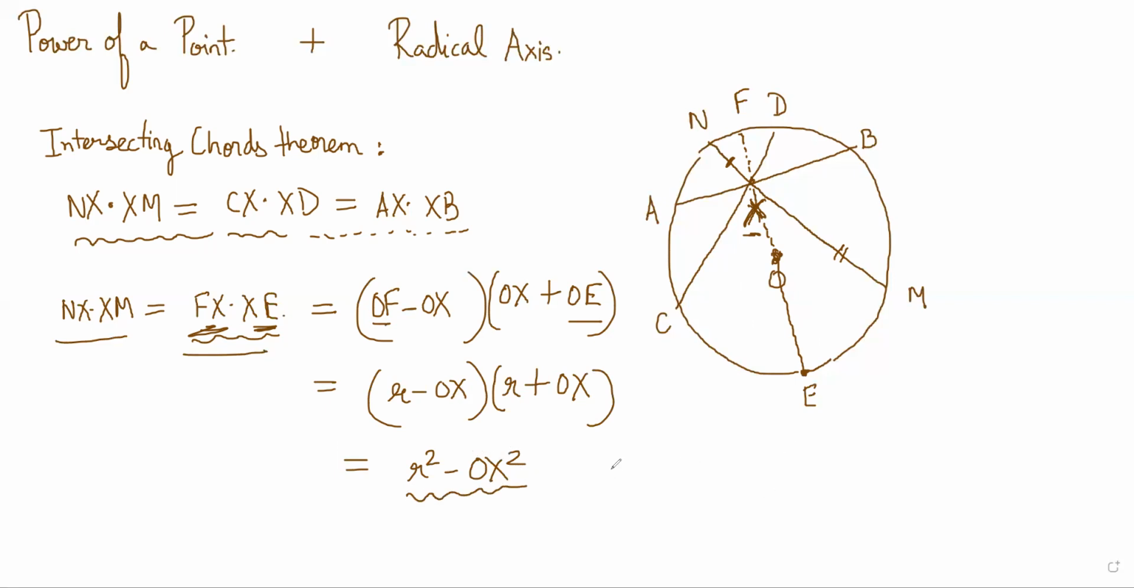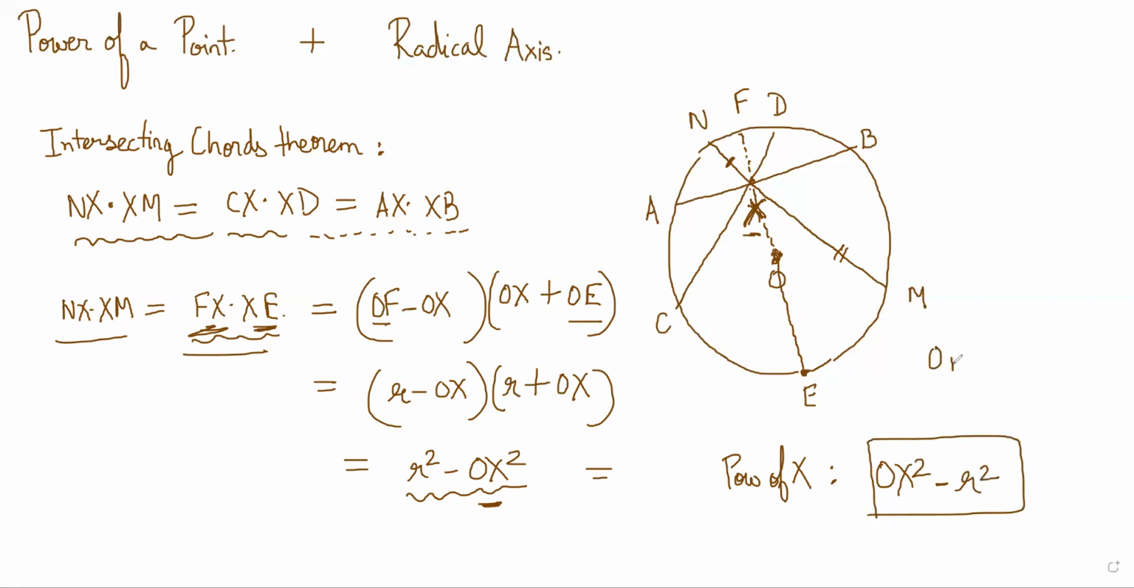This quantity, radius squared minus the distance of the point from the center squared, is sometimes called the power of a point. So we will define the power of X with respect to a circle as OX squared minus R squared, where O is the center of the circle and R is the radius. So OX squared minus R squared is the power of a point X. This is basically the negative of the earlier quantity.